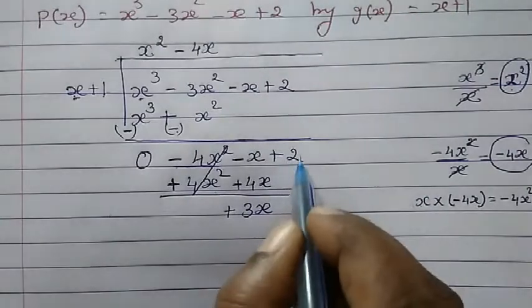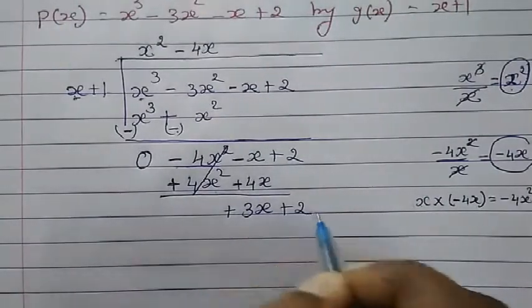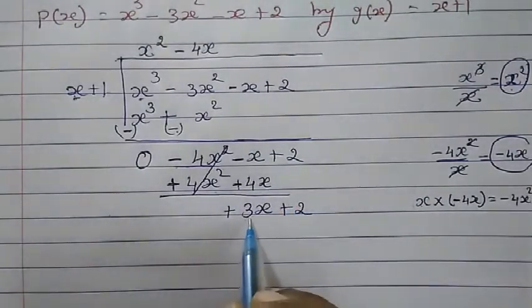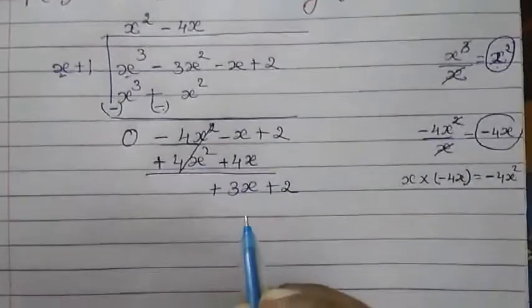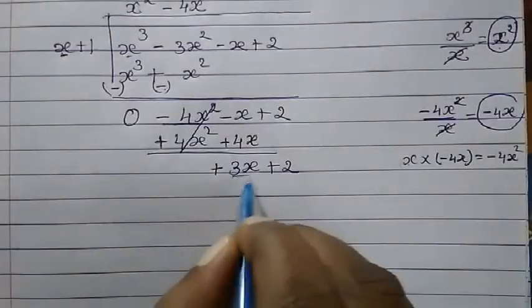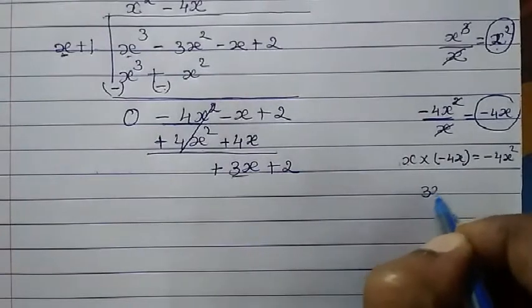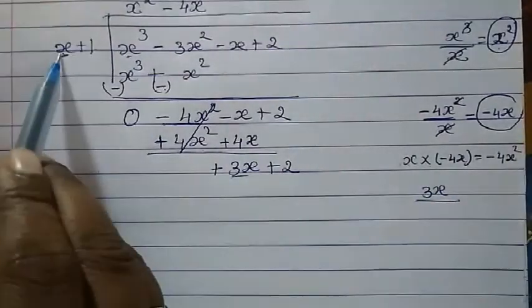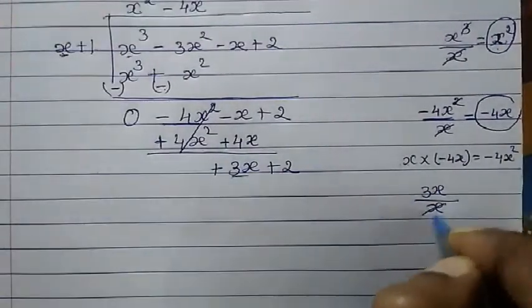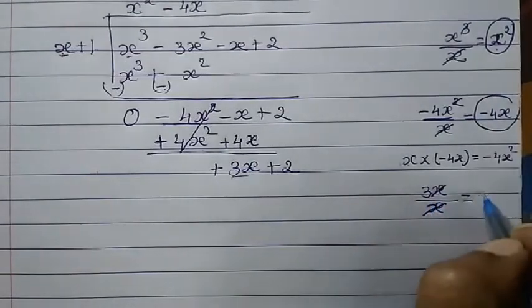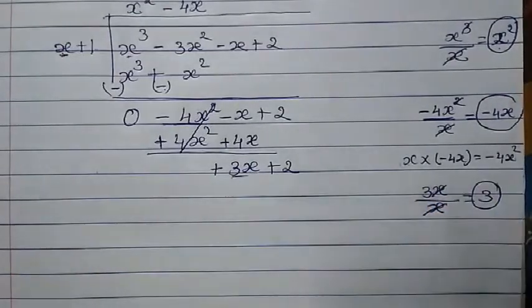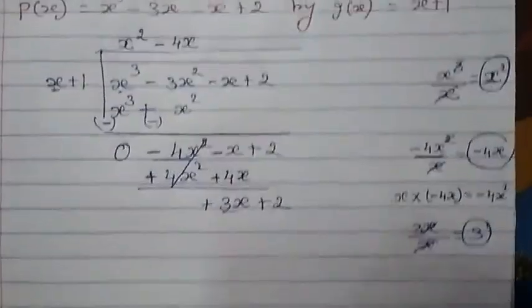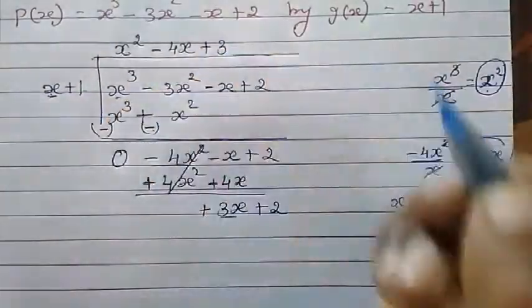So now this plus 2, bring it down. So now what do we have? Again plus 3x you have. So do the same procedure. Take this plus 3x and then divide with this x. So x gets cancelled. Then you will have 3. So this you write down in the quotient. That is plus 3. So we'll write down plus 3.